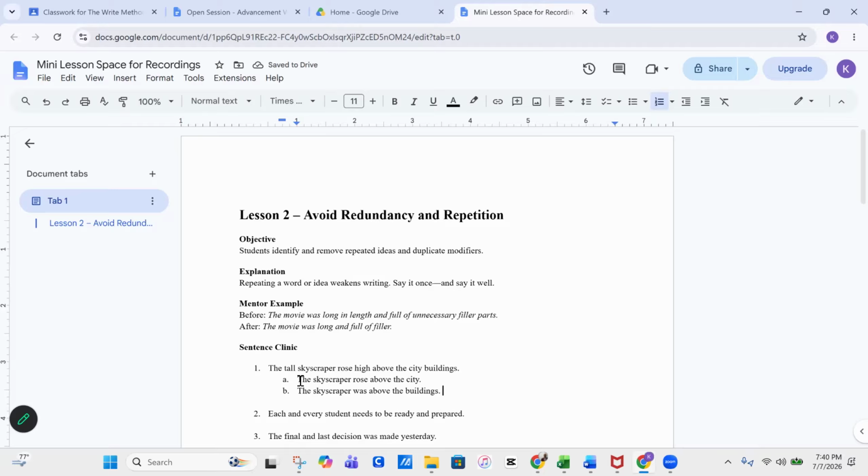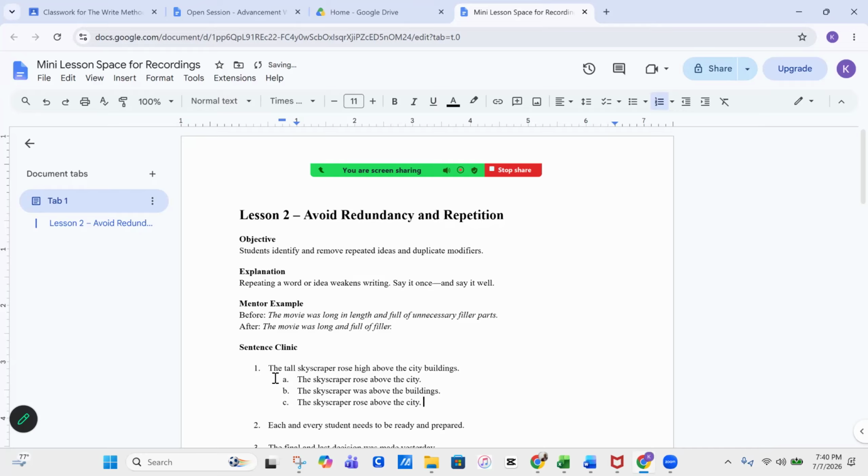Is there a perfect answer to this? I'm not sure. Okay. You might even say the skyscraper rose high above the buildings. Either of these are an improvement. Okay.